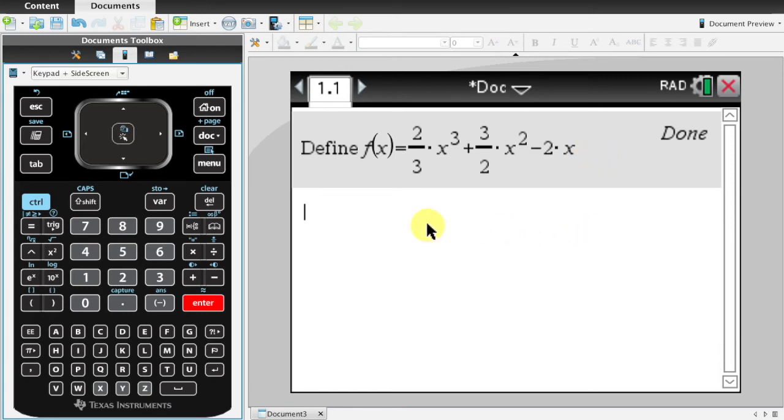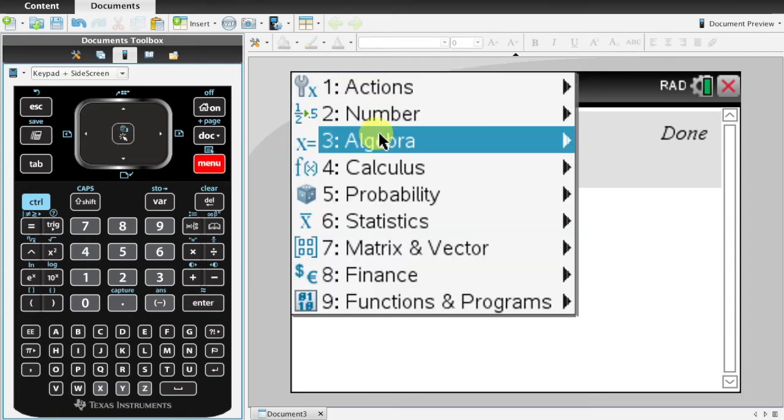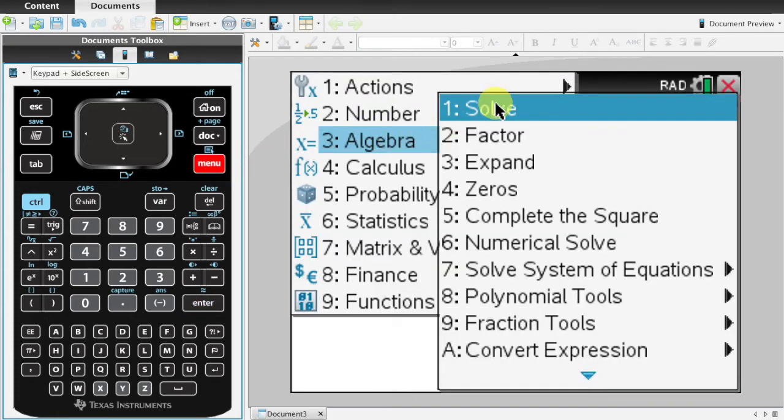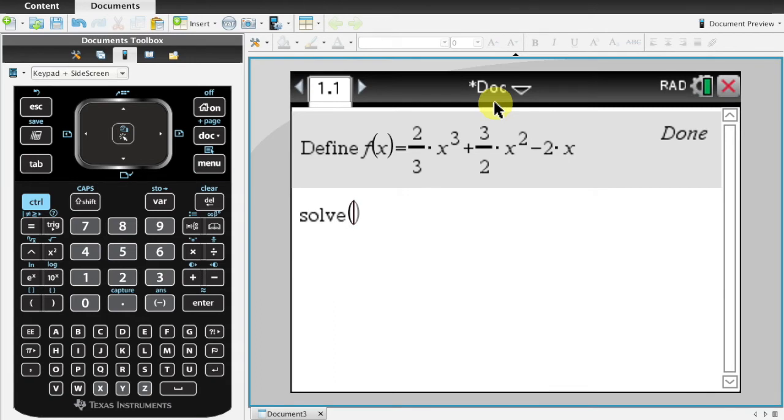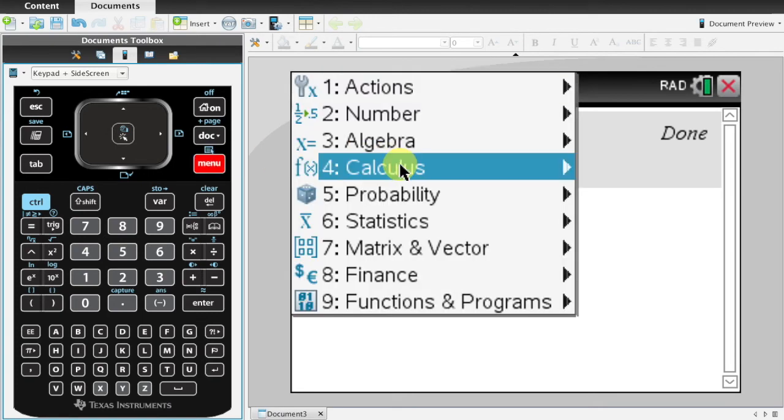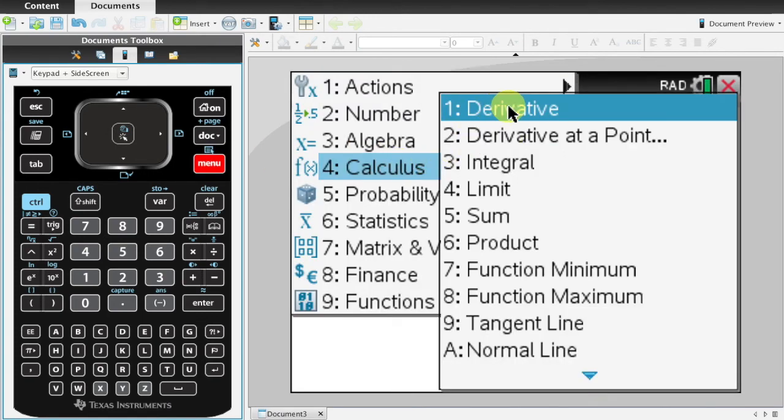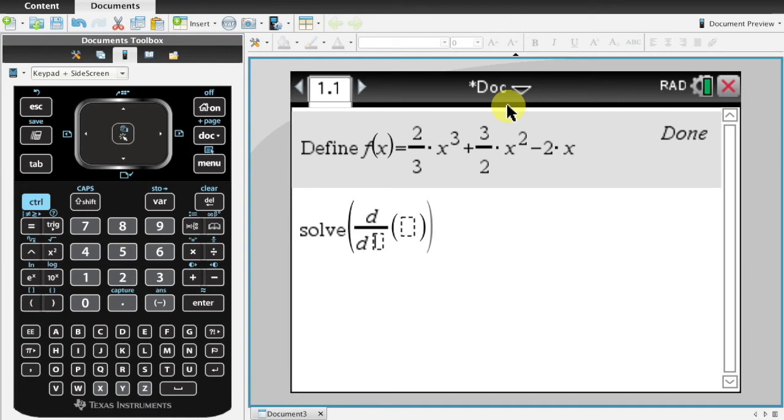Next step, I want to locate the x values. So what are the x values for where we have the stationary turning points? So to do this, I'm going to go menu, algebra, and solve. And I want to work out where the derivative is equal to 0. So menu, calculus, derivative. And I'm doing it with respect to x. And I'm looking for where f of x, which has been defined above, is equal to 0. And I am solving for x.